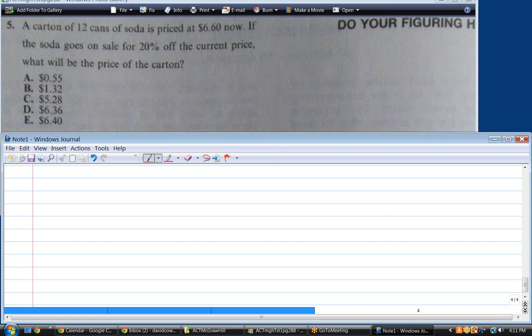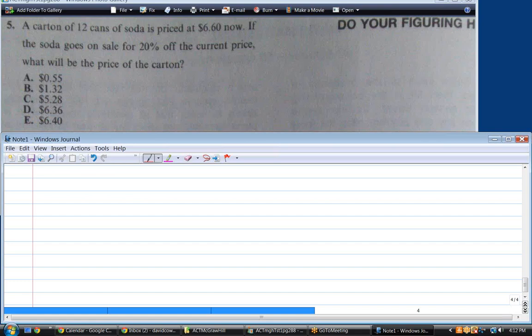Okay, so are you going to find 20% of the 660? And then what? In other words, if you go to the store to buy something, and they say 20% off, you don't get it for 20% of that price. You get it for 80% of that price.